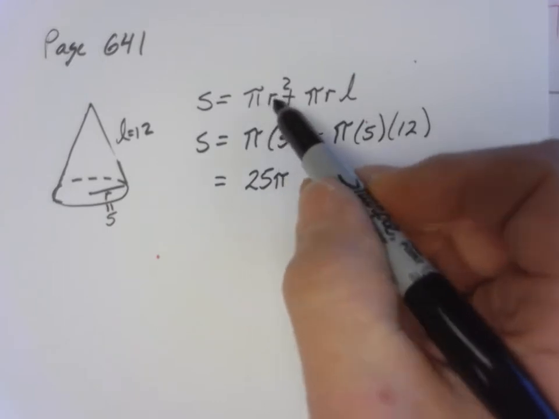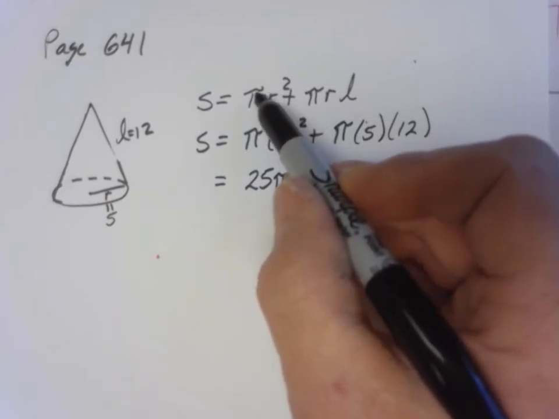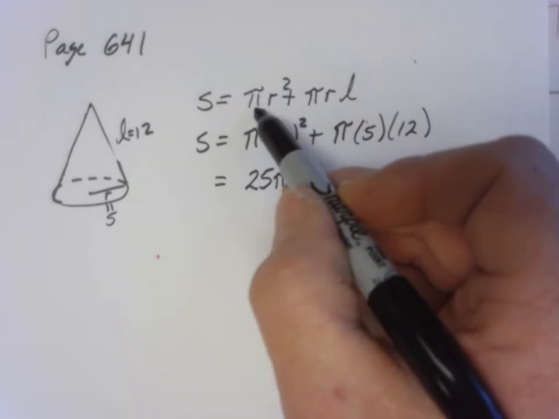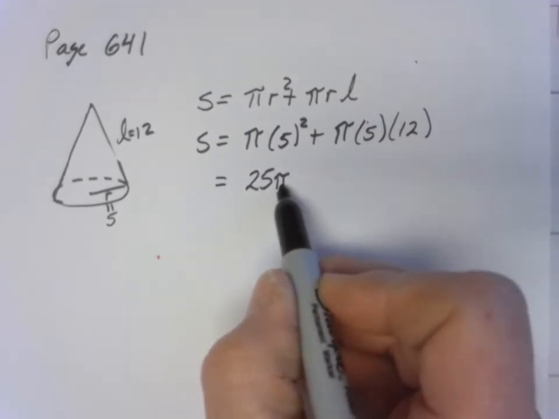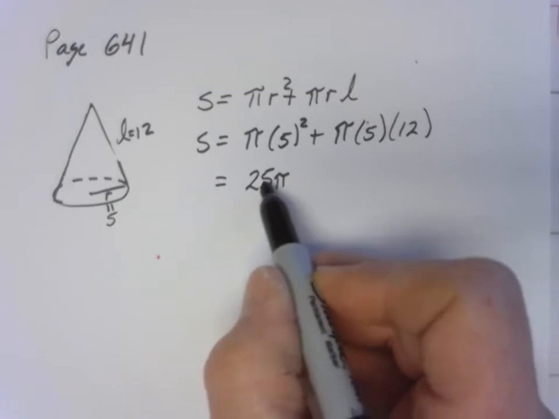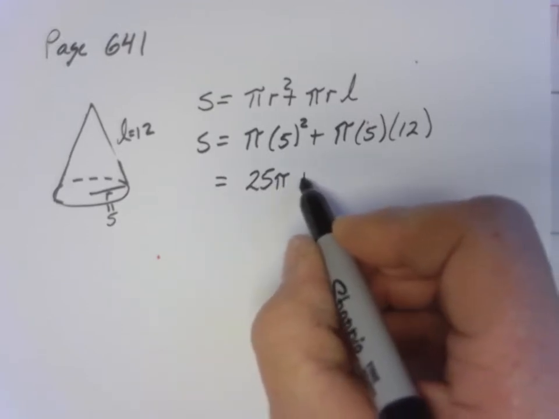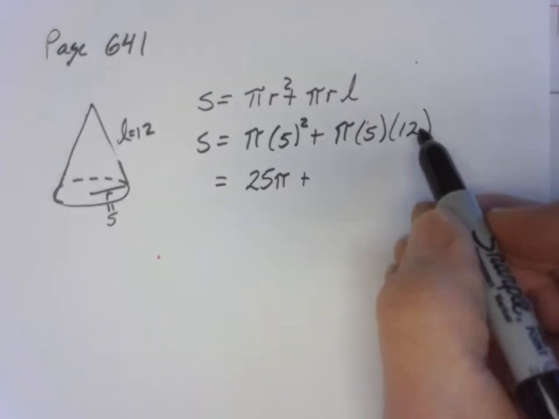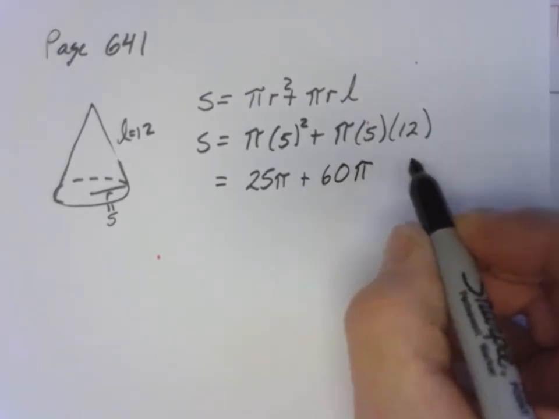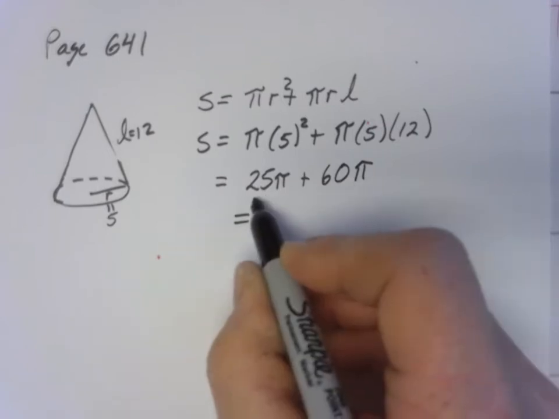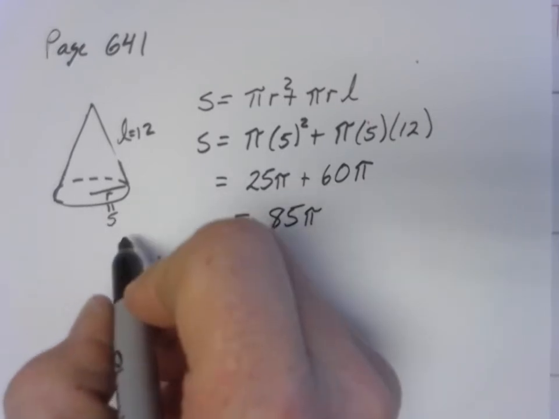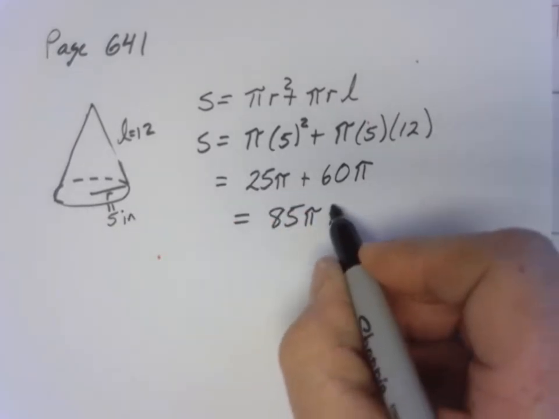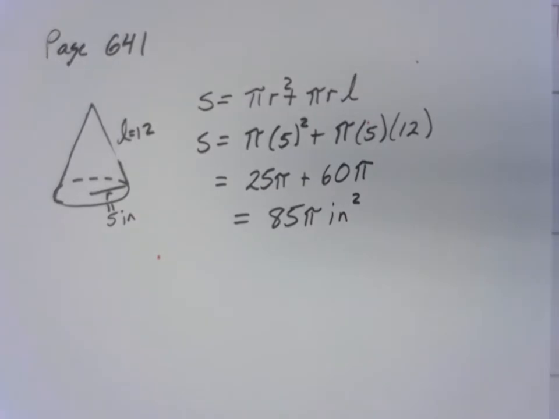Up here, r is truly a variable, so pi comes first because it's a number that we actually know. Here, though, we know what 25 is, and pi is a symbol we're using like a variable, so it does come second. So plus 5 times 12, that's 60 times pi. Look how they're like terms. That's going to happen each time, so we end up with 85 times pi. And whatever units we're in, remember we're going to have square units because we're talking about surface area.